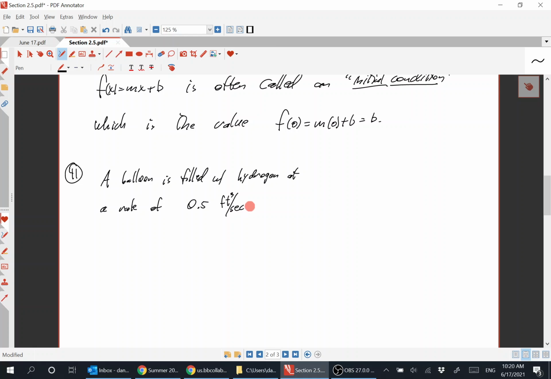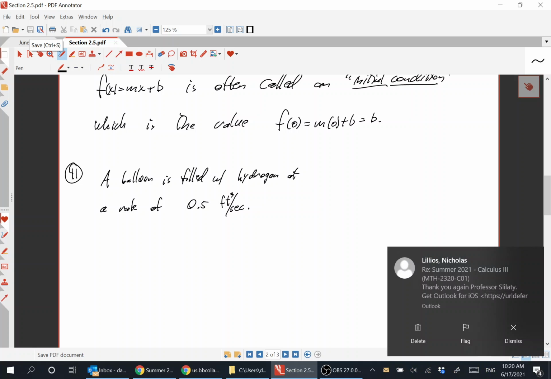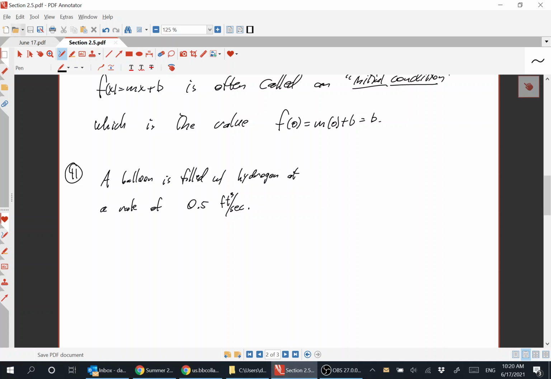Now, of course, it really can't be constant because if you've ever tried to pump up a bicycle with a pump or whatnot, it slows down as the pressure inside the tire becomes greater. But whatever. In this problem, we're filling up a balloon with hydrogen at a rate of 0.5 feet cubed per second. So feet cubed, right? A foot, that's the unit of length, right? Foot squared, that's a unit of area.